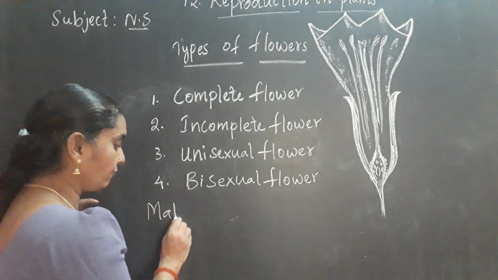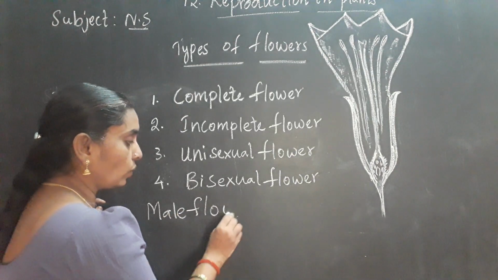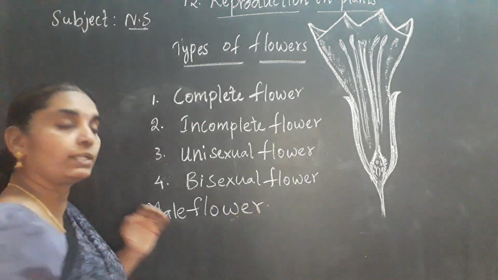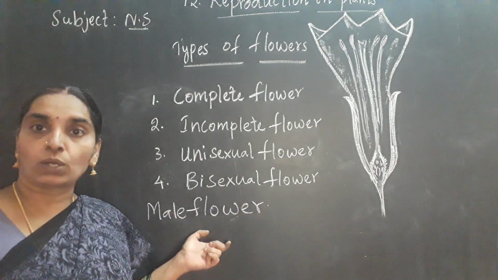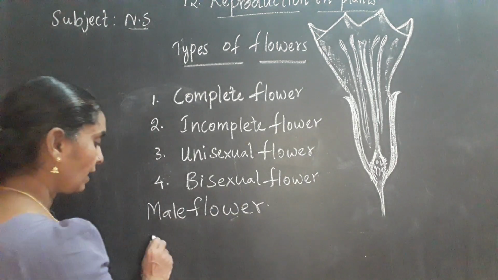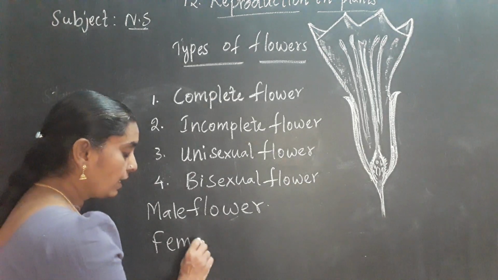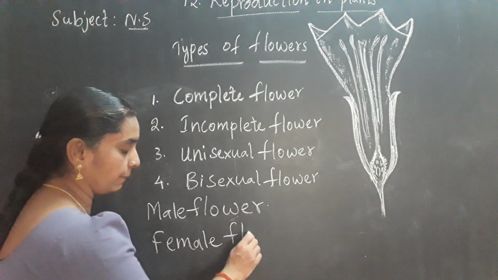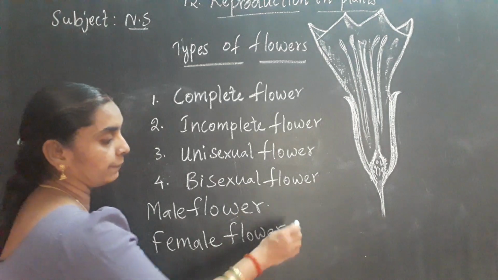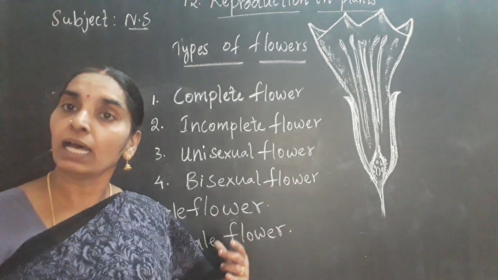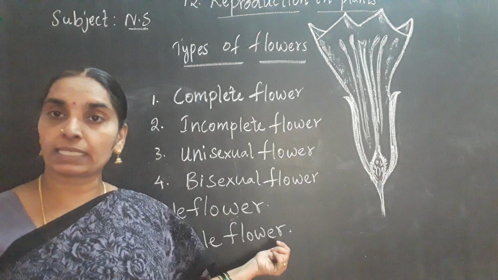Male flower means a flower which consists of only androecium but not gynoecium. That is called a male flower. And a flower which has gynoecium but not androecium is called a female flower. Is it clear, children?